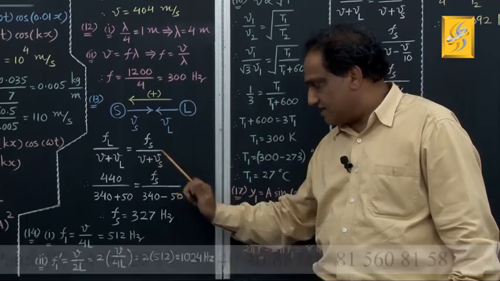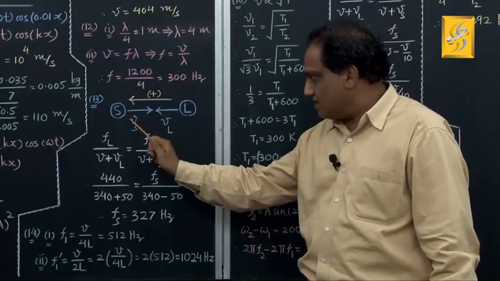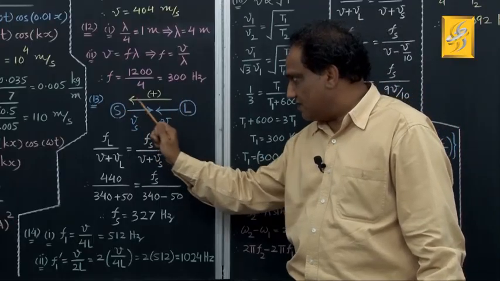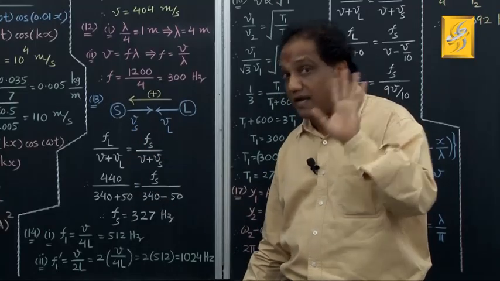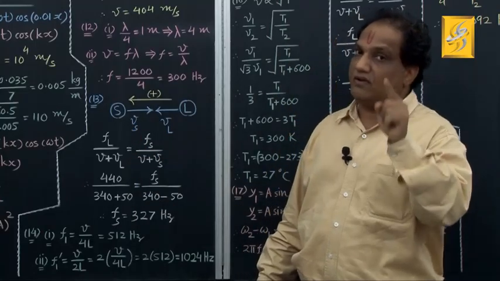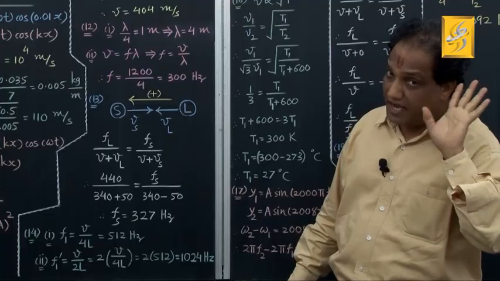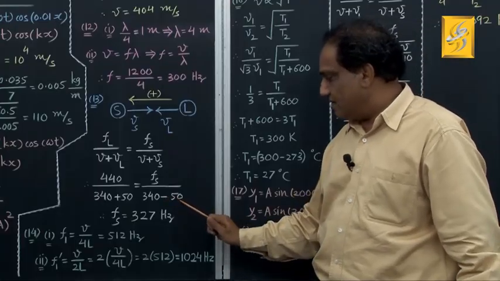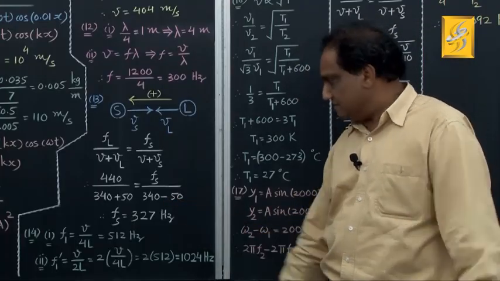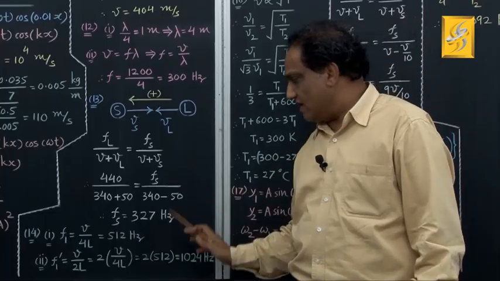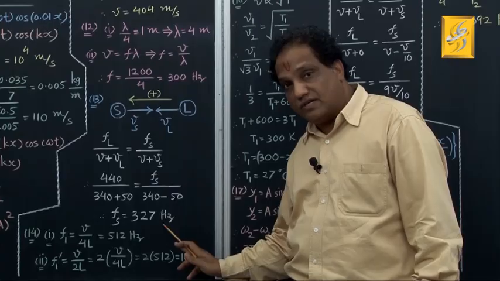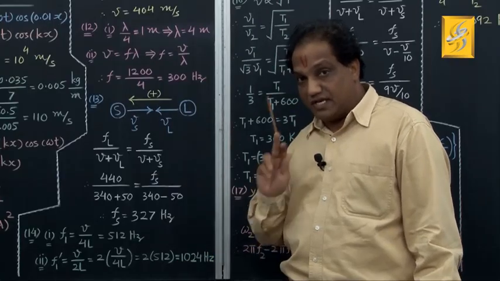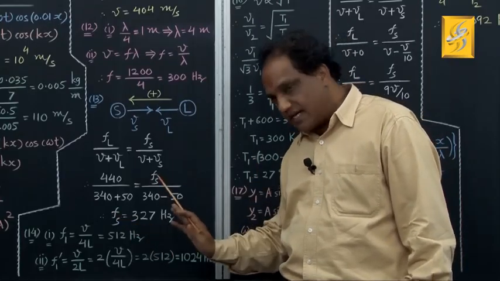This Vs, come on, Vs you can see it is opposite to this direction. Opposite to this direction, then the value of Vs should be taken negative, correct? They have given 50 meter per second, I should take it negative. So minus 50 meter per second, correct? Fine. Now simplify, you will get the value of Fs as 327 hertz, correct? See here they have asked this frequency, correct?